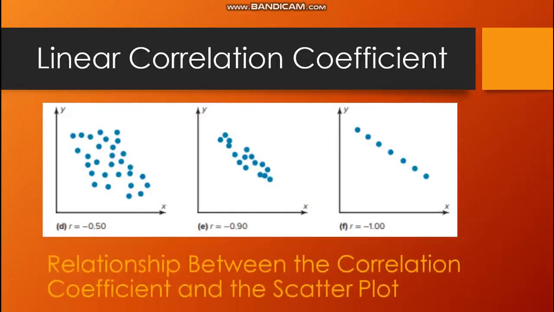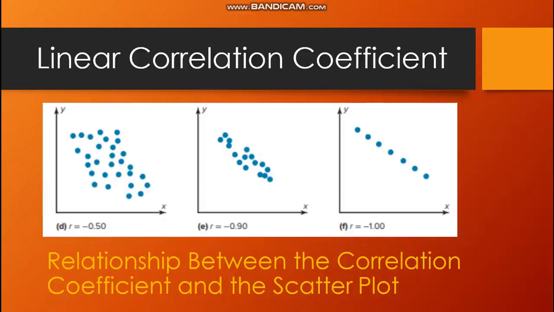Now, we have here another relationship between the correlation coefficient and the scatter plot. For letter D, R equals to negative 0.50, mapapansin natin, yung points natin show somewhat a straight line going in a downward direction from left to right. So we have a negative relationship between the two variables, pero scattered pa rin yung points. On letter A, we have R equal to negative 0.90, medyo close na yung points sa isa't isa.